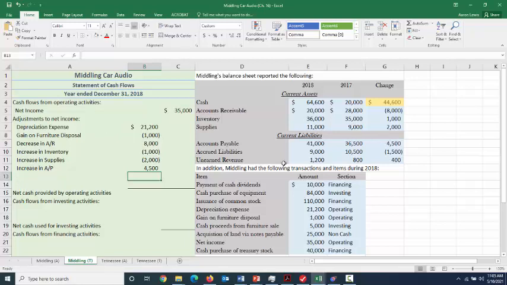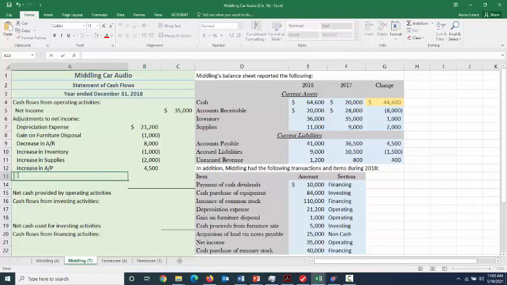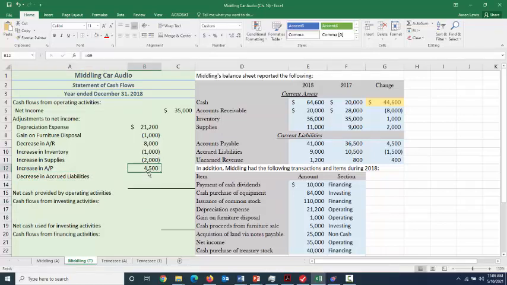For accrued liabilities, we had a decrease of $1,500. If we had $1,500 less of, say, interest payable or salaries payable on our books, that means that we spent more cash since we didn't incur as much debt. And that means it would have less cash flow.